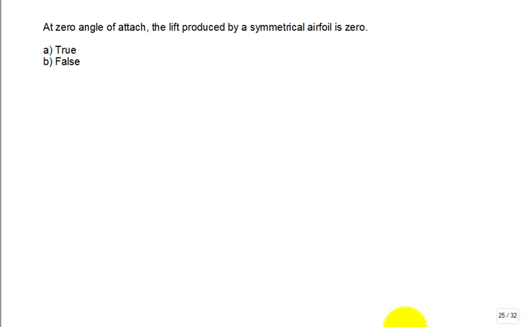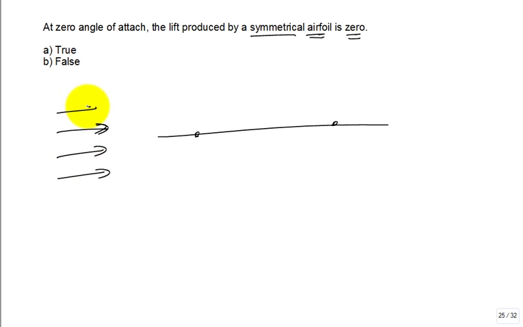Here's a question. At zero angle of attack, so I know that I have an axis for my airfoil, and I have the beginning point, the ending point, the tips, and then I say the lift produced by a symmetrical airfoil is zero. You try and answer that. So we have a zero angle of attack. The flow is coming at my airfoil straight on. The lift produced by a symmetrical airfoil is zero.